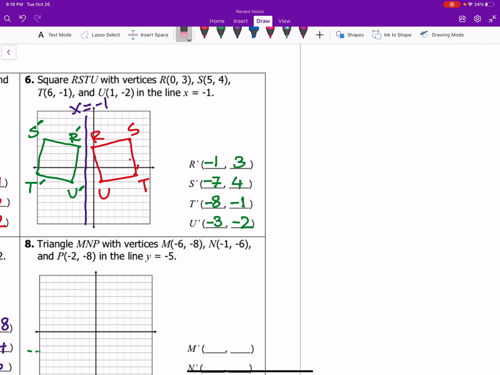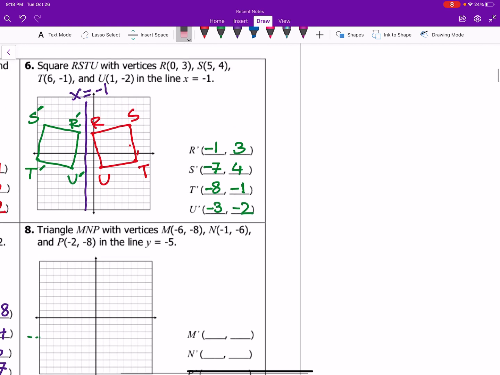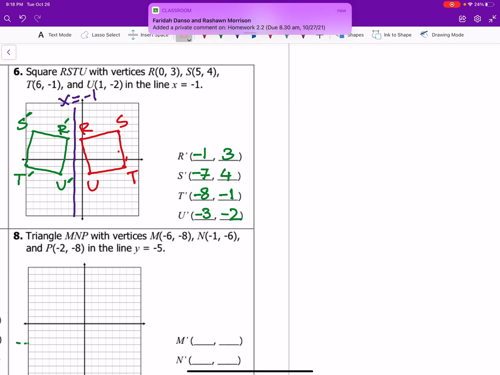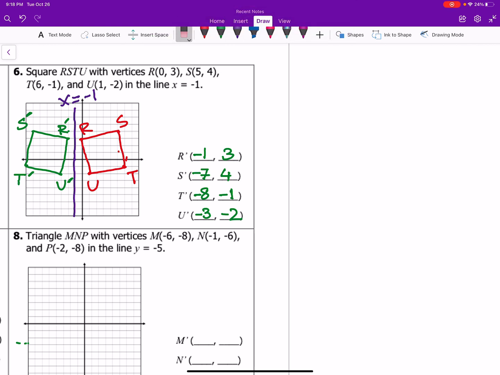Ones that are not a regular x-axis, y-axis, y equals x line, or y equals negative x line. So let's see here, what is it? It tells us the square RSTU with vertices R, S, T, and U. These are given, and they tell us to make the reflection through the line x equals negative 1.